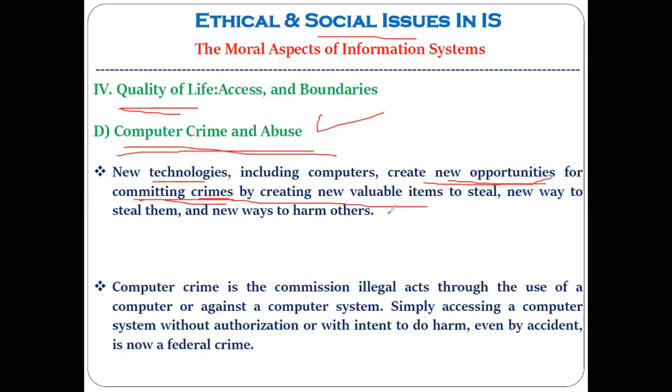So all of you must have heard about some bank account getting hacked, money getting transferred. Yes or no? Yes, sir. Money is getting stolen. Now all these things are nothing but computer crime and abuses. Is it affecting the quality of life? Yes or no? Yes, sir. Understood. And that is a social issue, correct? Yes, sir. So that is our point, computer crime and abuses.